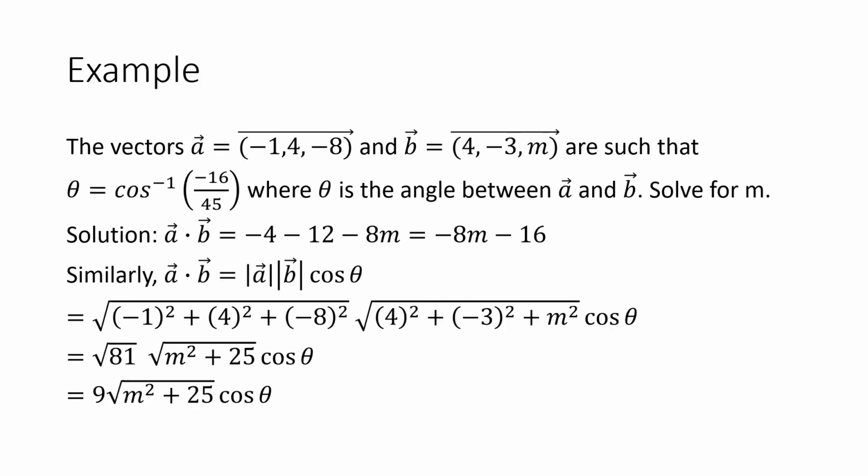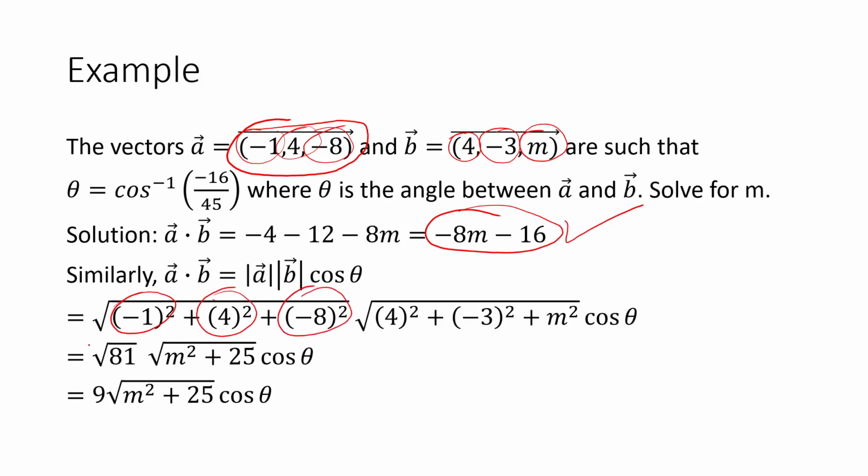Okay, well, we know that A dot B is going to be negative 1 times 4 plus 4 times negative 3 plus negative 8 times m. Simplifying, we get negative 8m minus 16. Now, we know that A dot B will be magnitude of A, magnitude of B, cos theta. Well, the magnitude of A will be the square root of negative 1 quantity squared plus 4 squared plus negative 8 quantity squared. This is the same as the square root of 1 plus 16 plus 64, which is root 81, which ultimately is 9.